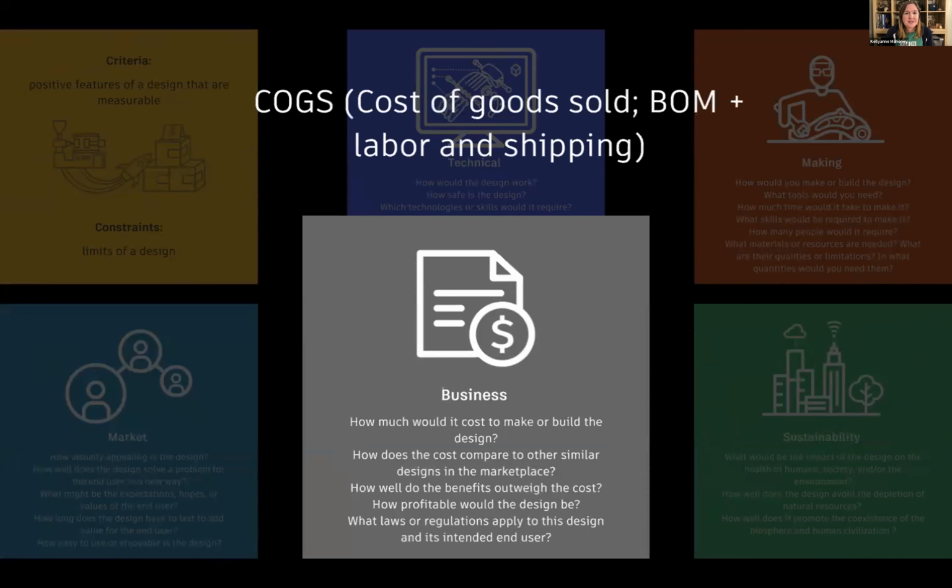You could talk about business constraints. So you could bring in the concept of COGS, which is cost of goods sold, which is basically the bill of materials plus labor and shipping. And some students really do like crunching those numbers and thinking about, if this were a business, how could we make it real?